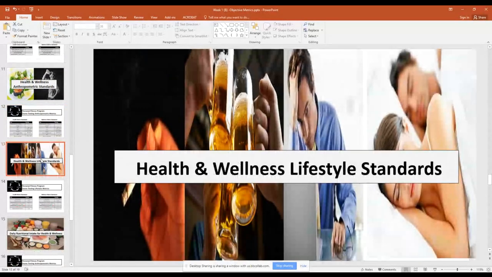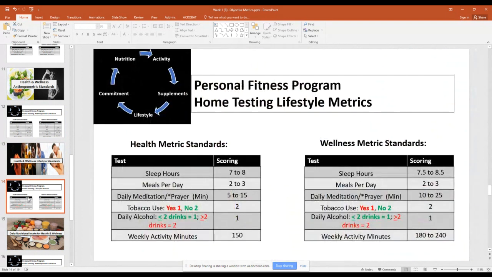And then now we have some surveys that we need to fill out. And this is about your lifestyle. If you smoke, how much alcohol you drink, what kind of stress you may be under, what kind of sleep you're getting. So just indicate that in the yellow box on the survey, what's going on with that. Sleep hours, meals per day, do you meditate? Do you pray at all?